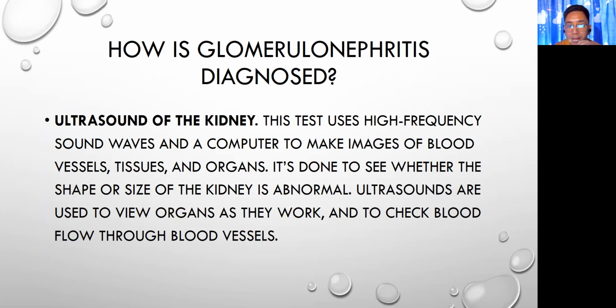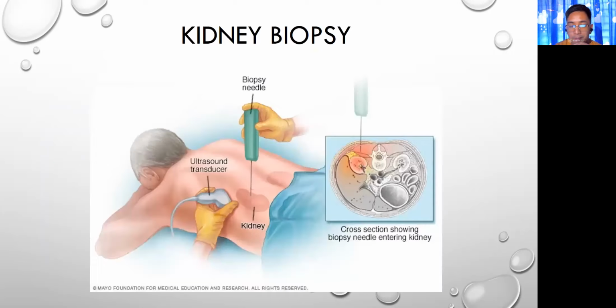The last one is the ultrasound of the kidney. This test uses high-frequency sound waves and a computer to make images of blood vessels, tissues, and organs. It's done to see whether the shape or size of the kidney is abnormal. Ultrasounds are used to view organs as they work and to check blood flow through blood vessels.